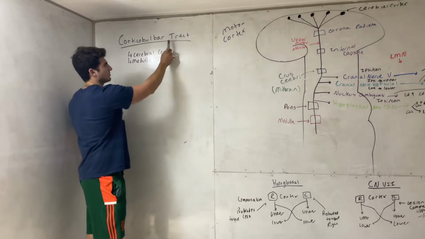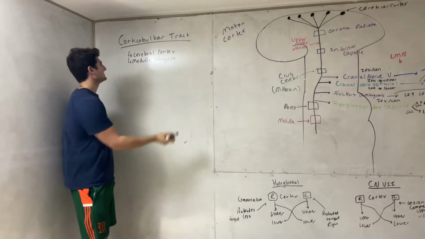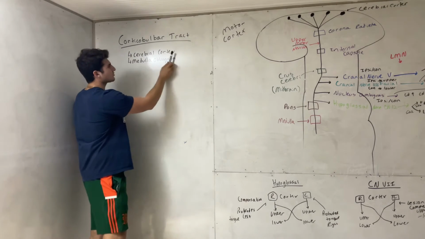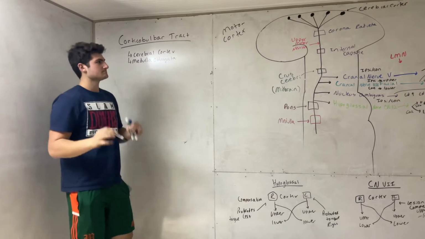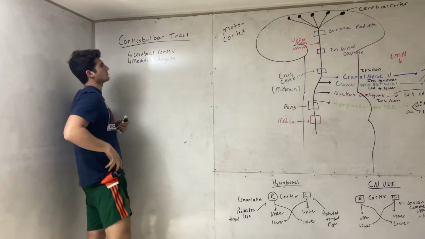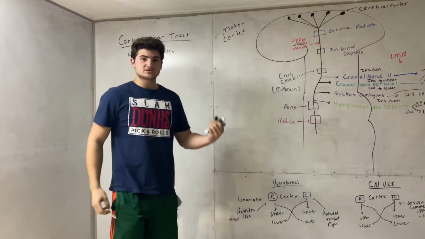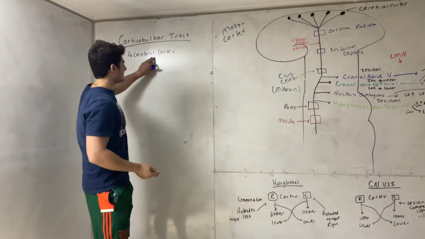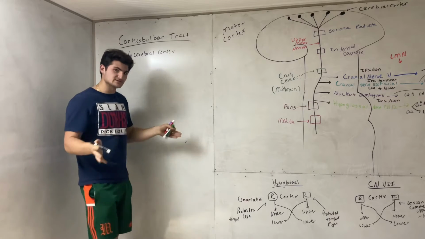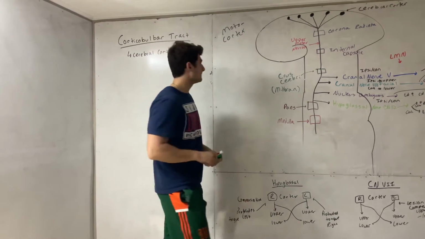The first tract we're going to talk about is the corticobulbar tract. What does corticobulbar tract mean? Okay, so the root word, or the Latin word, means the cerebral cortex and the medulla oblongata. What we're primarily focusing on is the cerebral cortex. Why? Well, this is where this tract is going to run from. It's going to start off at the cerebral cortex, and it's going to proceed down the body, and it's going to innervate different structures. What are these structures? Here we go.